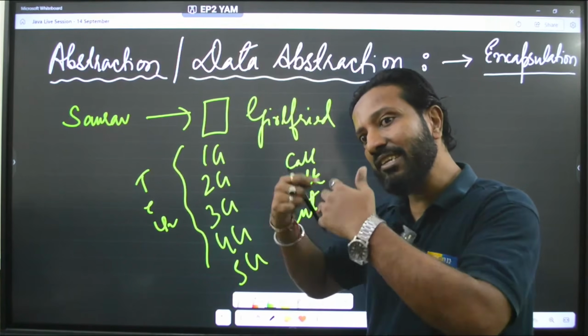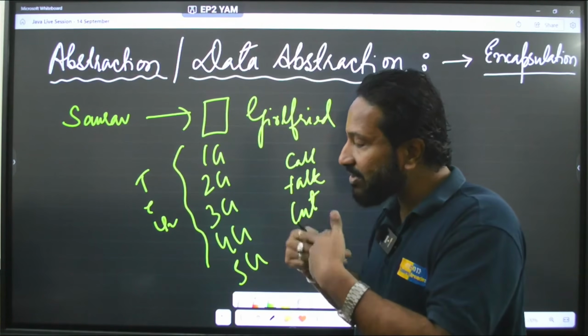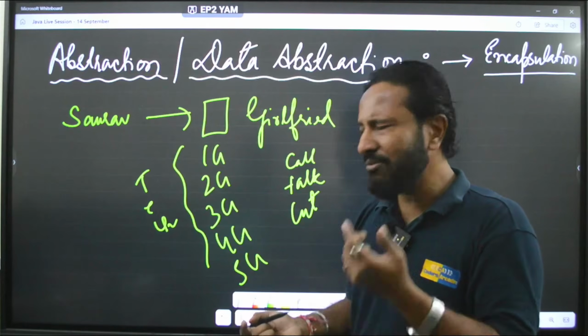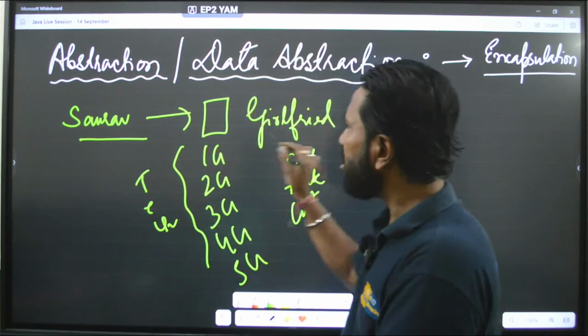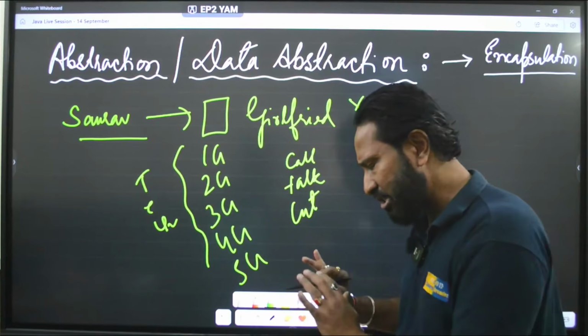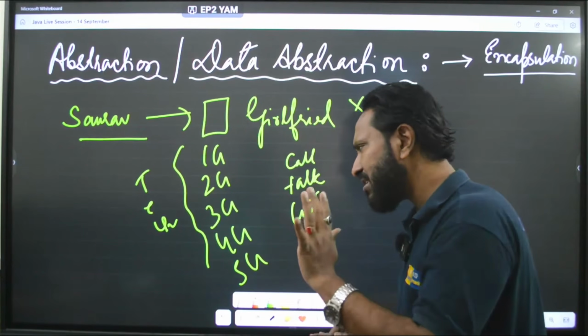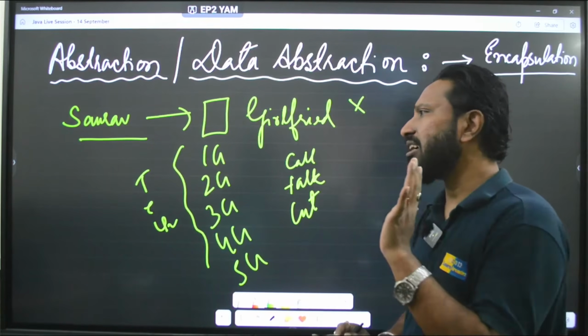What if everything is known to me? In my mind, what if everything I know? I am using 1G, 2G. I will be confused, right? I don't want to get confused. I just want to talk to her and then finish off my conversation. That's all, nothing else. That is a very simple understanding of abstraction.